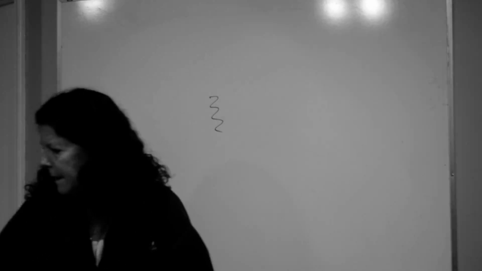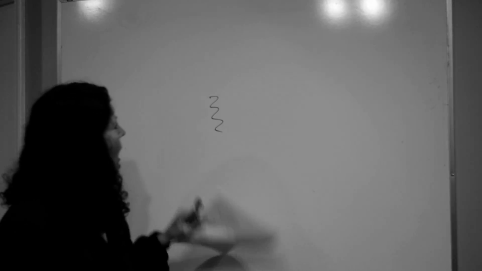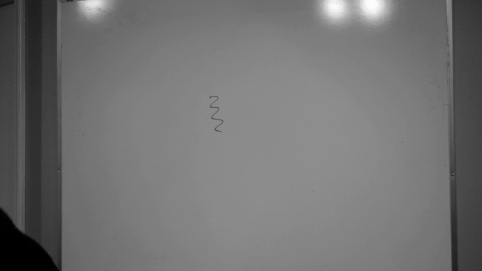Obviously this isn't ideal, but it'd be better than nothing. What we're going to do first is review the 30, 60, 90 triangles that you had a little bit of homework on, and we're going to go forward from there.